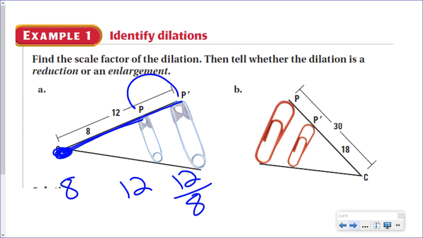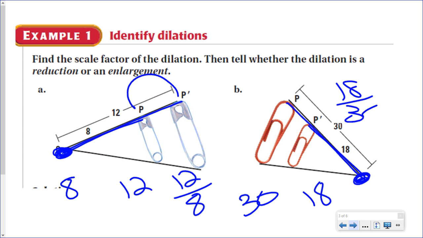On letter B, the distance from the point on the outside to P is 30. The distance from the point on the outside to P prime is 18. Your answer either is going to be 30 over 18 or 18 over 30, depending on if it's an enlargement or a reduction. From P to P prime is a reduction, so that means the 18 goes on top, the 30 goes on the bottom, and that'd be your final answer.